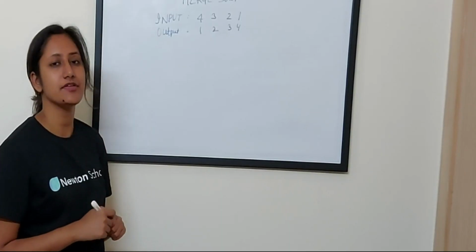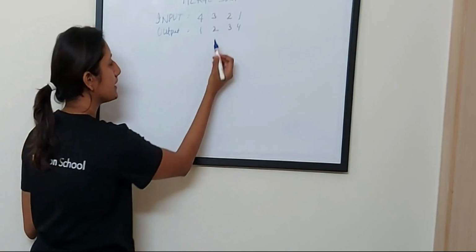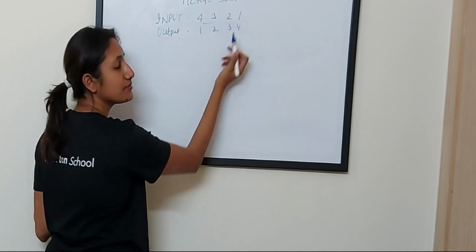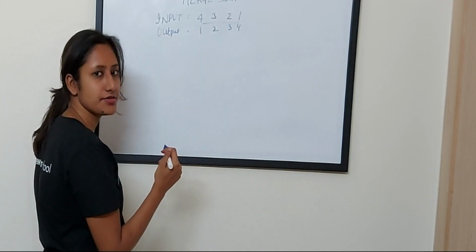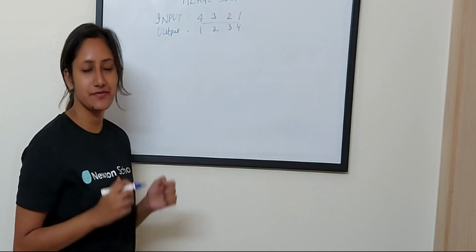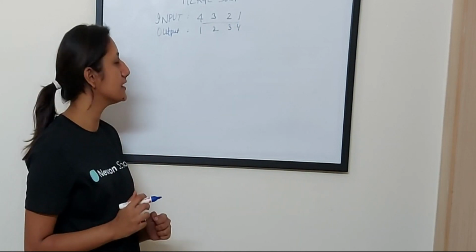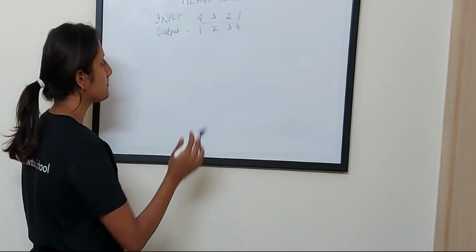Let's take an example for merge sort. So I am taking the same input arrays I took in bubble sort and selection sort. So please do check out those videos if you haven't checked them out yet. So let's start with merge sort.